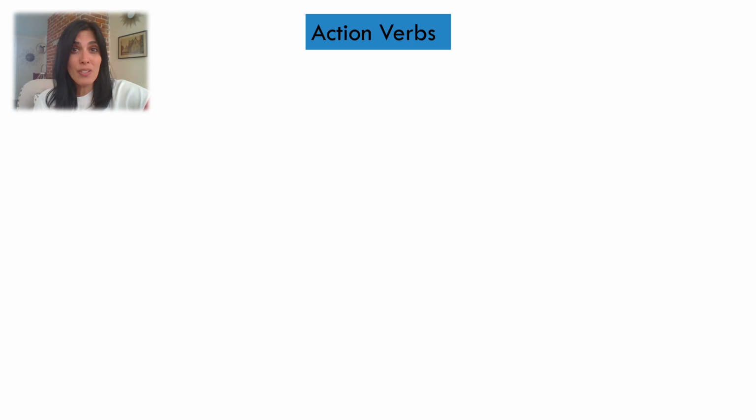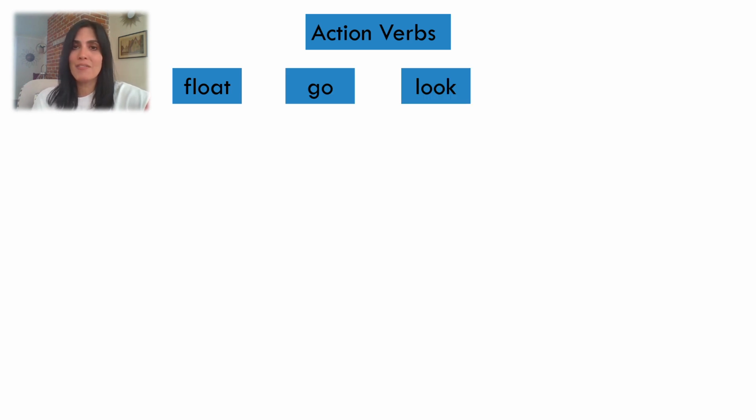Some verbs tell what someone or something does. These are called action verbs. And action verbs, they can make your writing exciting. Listen to these action verbs. Float, go, look, and fall. These are just a few examples of some action verbs.